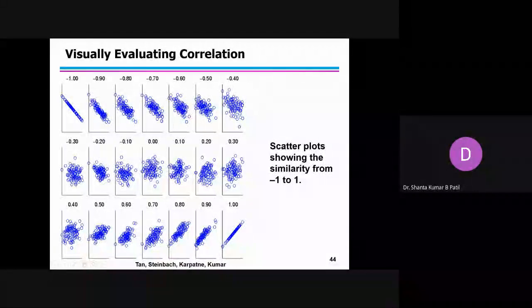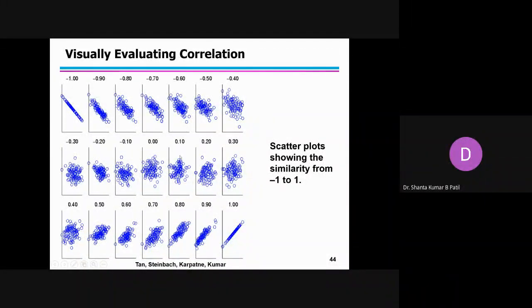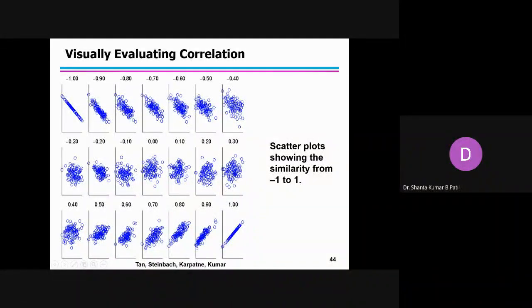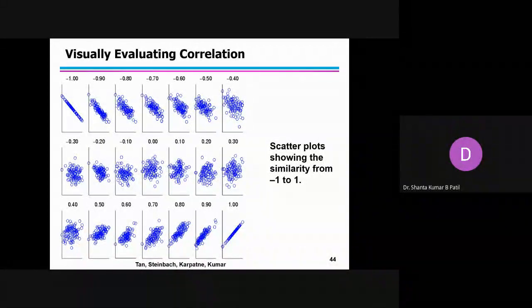It is the middle there. That's a lot of scattering. There is no relation at all. You will never find a relation between x and y. So correlation is absolutely 0 for this. So this is regarding the visual evaluating of the similarity.